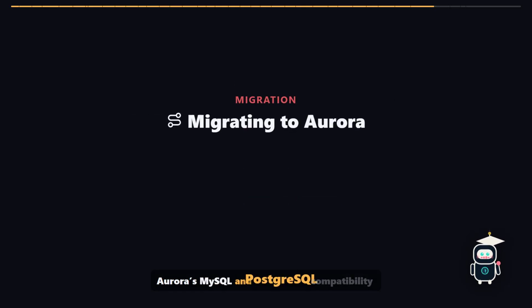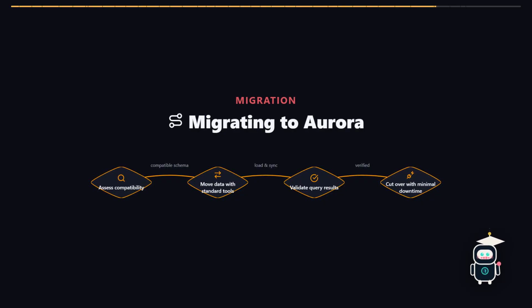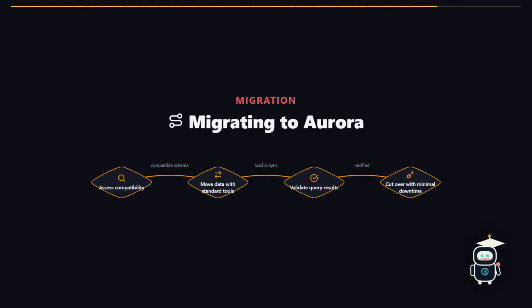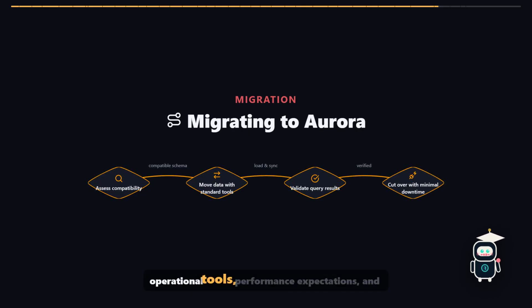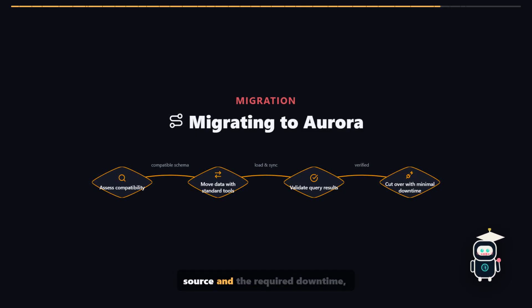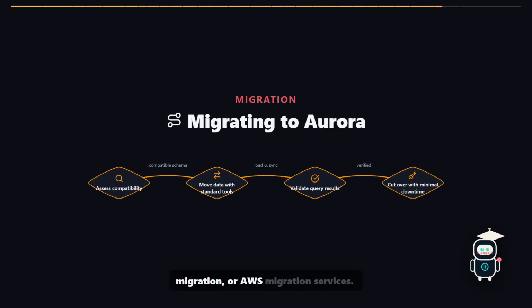Aurora's MySQL and PostgreSQL compatibility can reduce migration effort, but compatibility is not a guarantee that every application works unchanged. Start with an assessment. Check the source engine version, SQL features, extensions, stored procedures, drivers, operational tools, performance expectations, and downtime tolerance. Then choose a migration method. Depending on the source and the required downtime, teams may use standard database backup and restore tools, replication-based migration, or AWS migration services.